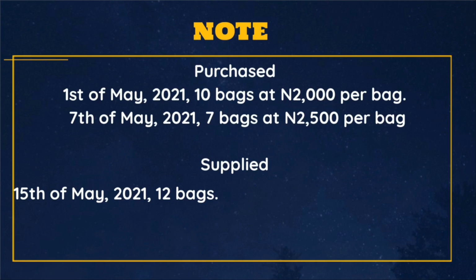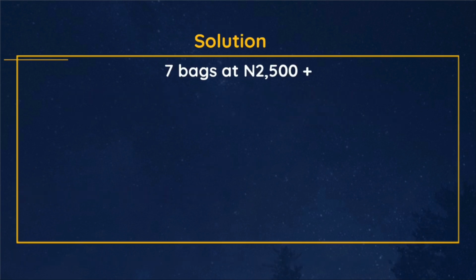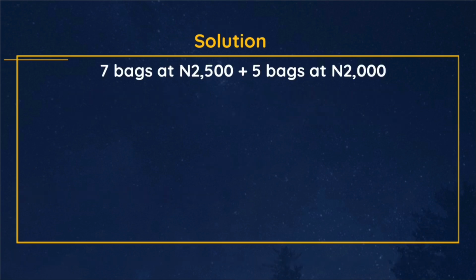So the remaining 5 bags will be taken from the inventory that came before that, which is the one that came in on the 1st of May. So that is going to be 5 bags at 2,000 naira. So 7 times 2,500 plus 5 times 2,000 naira.